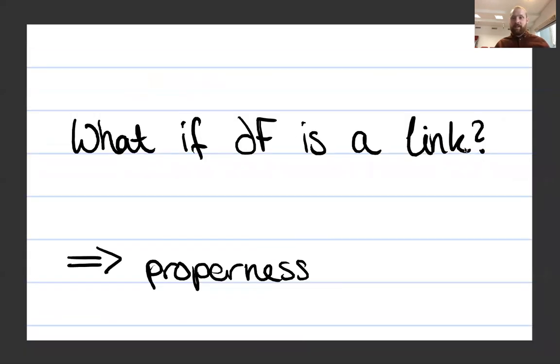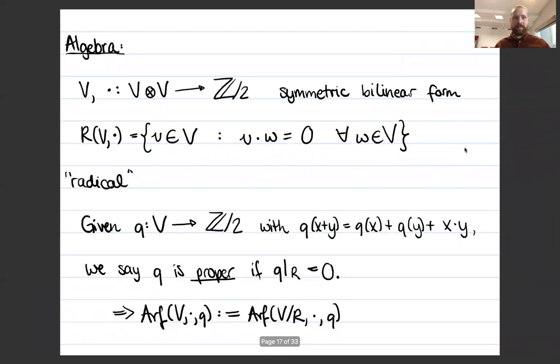Okay, so now I'm going to briefly discuss some generalizations of all of this. The first generalization to make is the case where the boundary is a link instead of a knot, and this leads to this notion of properness of links. So let me repeat the process from before, going back through the algebra. Here, let's just start from the beginning again. You have your same finite dimensional Z2 vector space V, and you have a now symmetric bilinear form that isn't assumed to be non-degenerate. You'll see where these show up for links in a second.